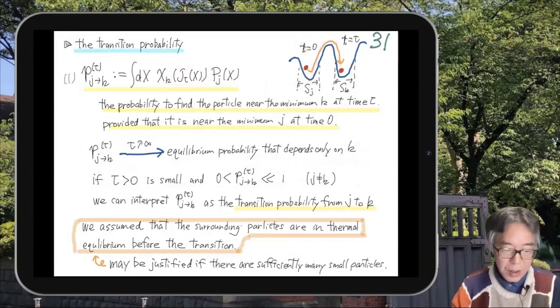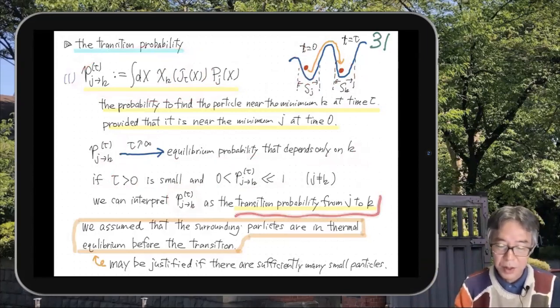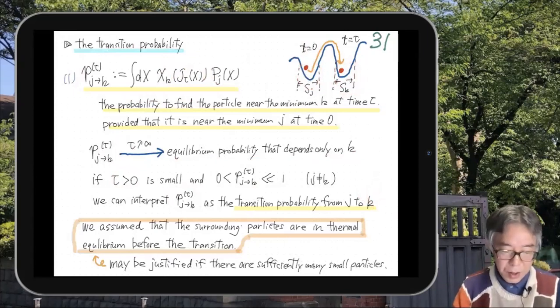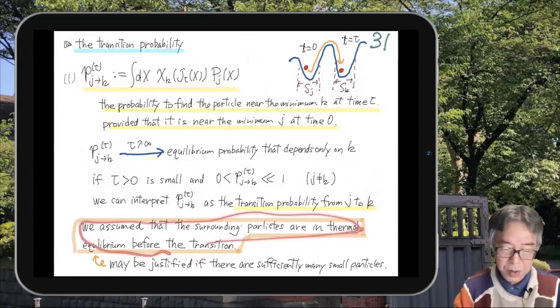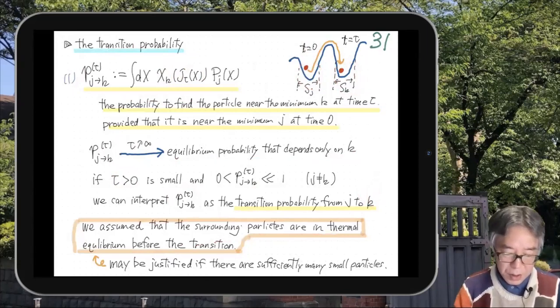In this case, we can interpret this p_tau(jk) as the transition probability from the minimum j to minimum k. Is this clear? I note that we assumed here that the surrounding particles are in thermal equilibrium before the transition. And I think this may be justified if there are sufficiently many small particles.